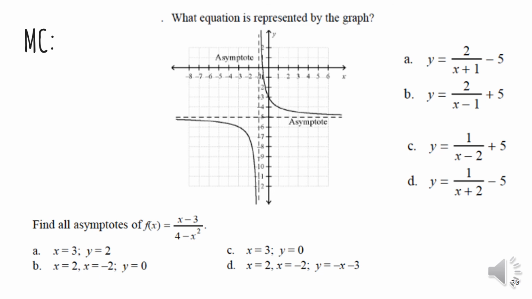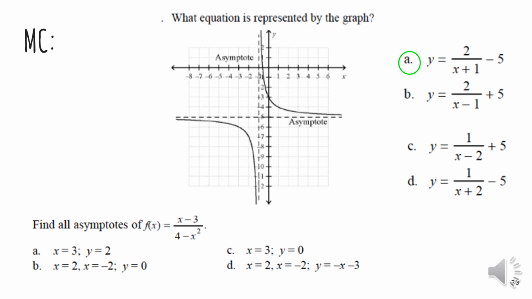Looking at A, when I plug in -1, -1 plus 1 is indeed 0, meaning A is going to be our correct answer. But just to double check, let's go through B, C, and D. -1 minus 1 is -2, not going to be B. -1 minus 2, -3, not going to be 0. And D, -1 plus 2, again, does not equal 0. Therefore, we were correct in saying that our answer was A.